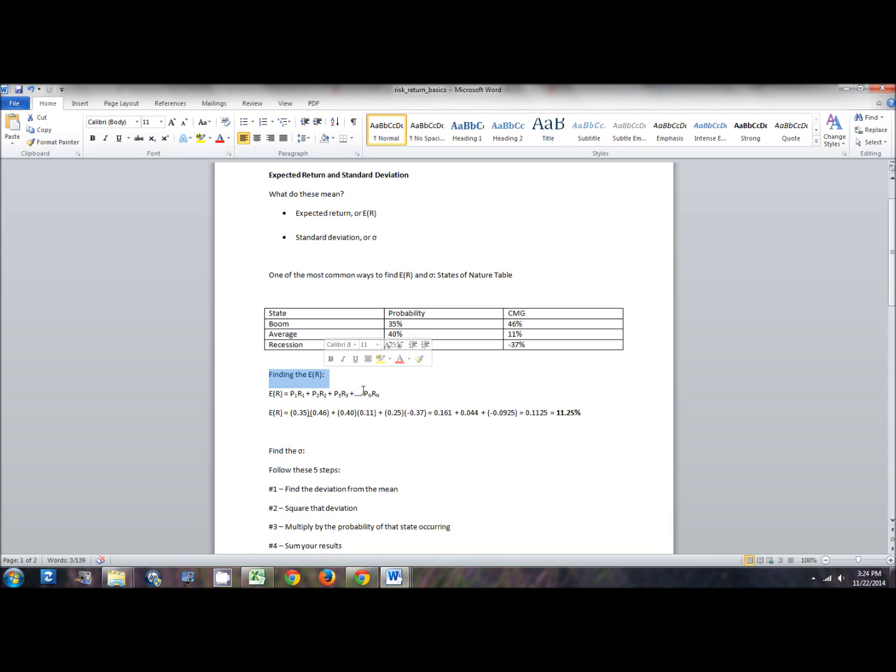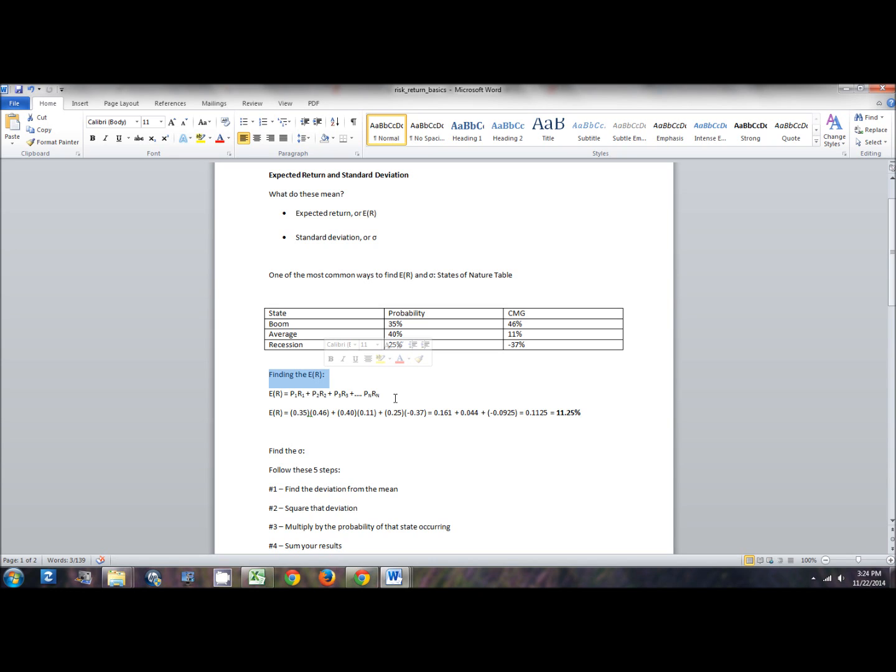Now, the reason why I have P_N R_N, basically you just keep going until you run out of states. So N here represents the total number of states you have in your table. So for example, if you had 5 states, you would just have 5 terms here, right? P1R1, P2R2, P3R3, P4R4, and P5R5. So it just keeps going on until you've exhausted your N, until you've exhausted the number of states in your table.